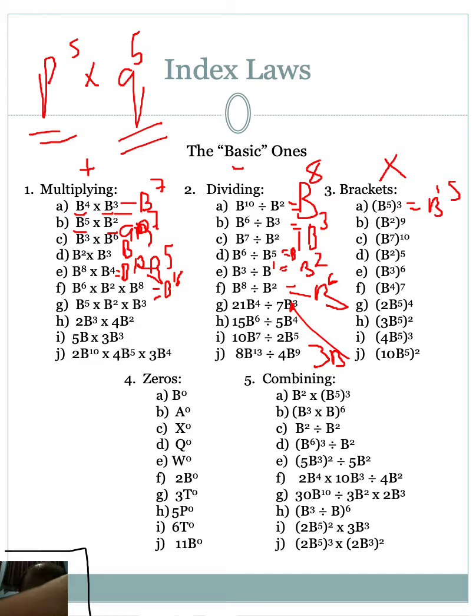For part B, it'll be b to the power of 18. For part C, it'll be b to the power of 70. For part D, it'll be b to the power of 10. And so on and so forth.